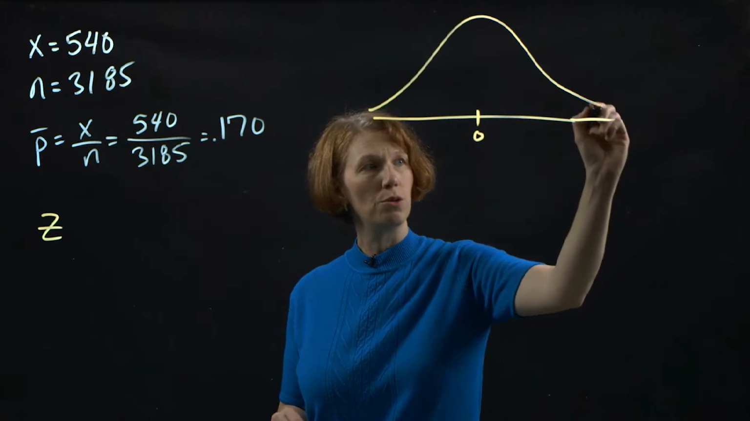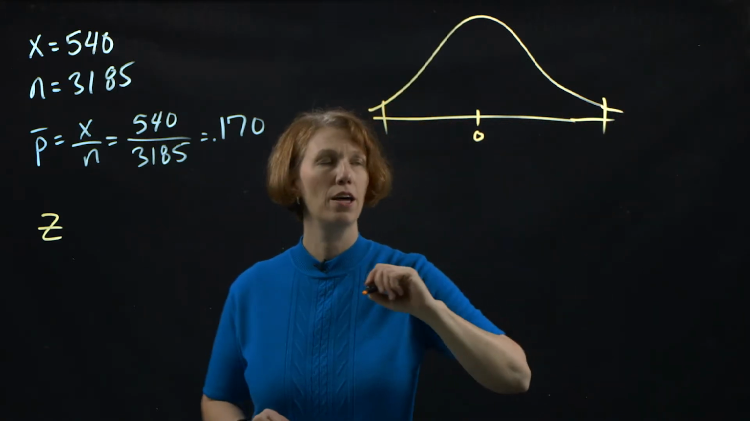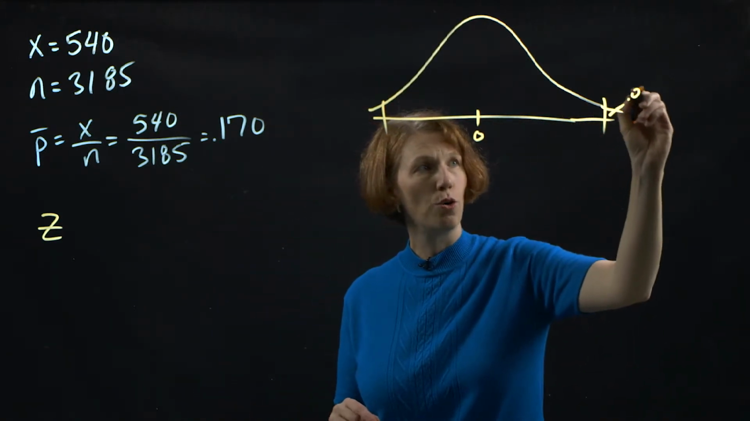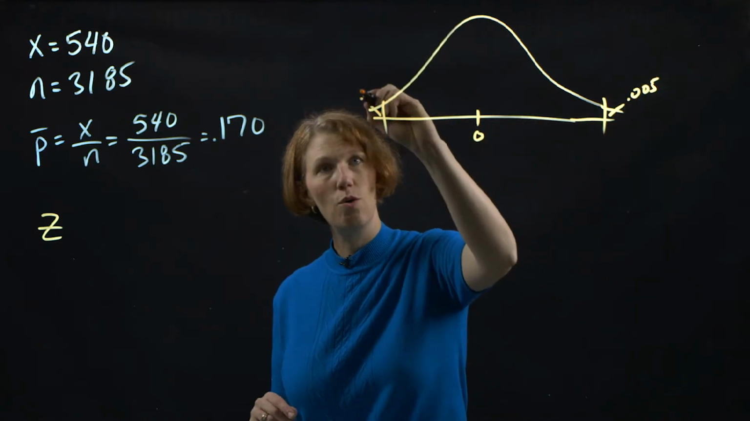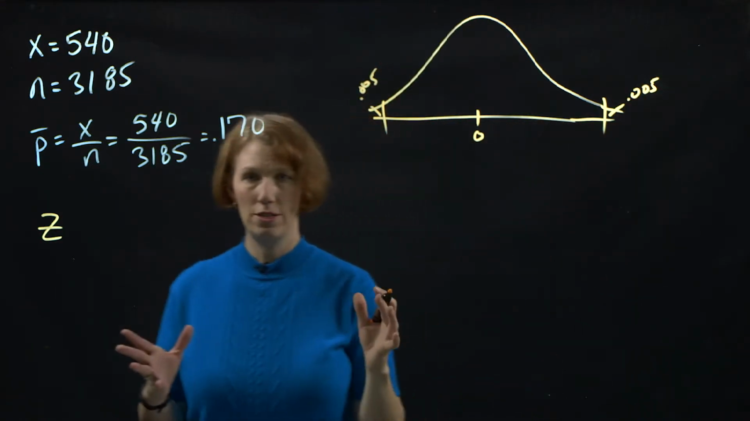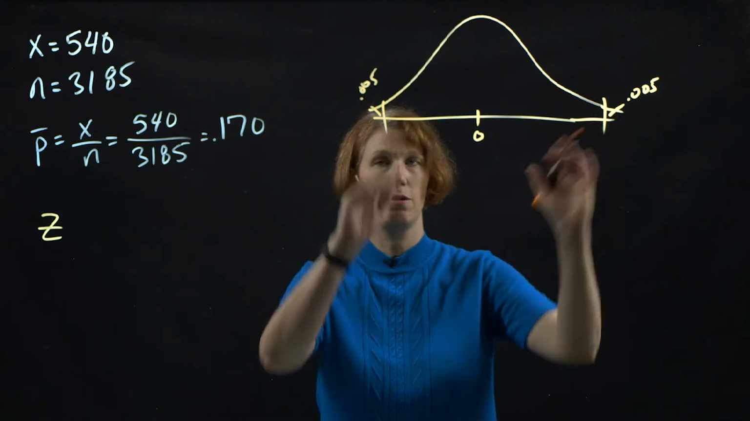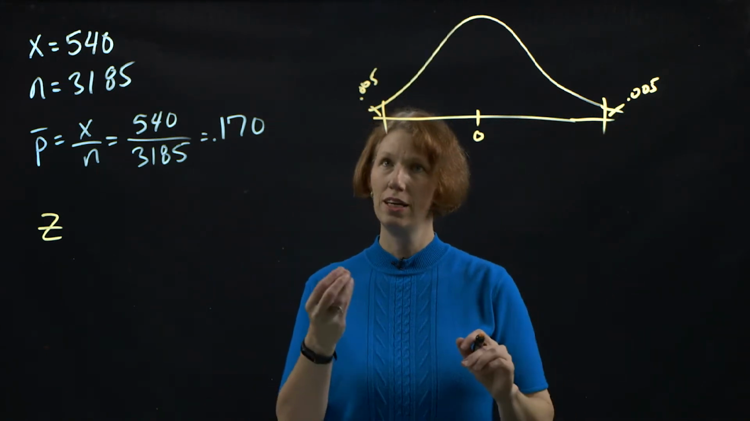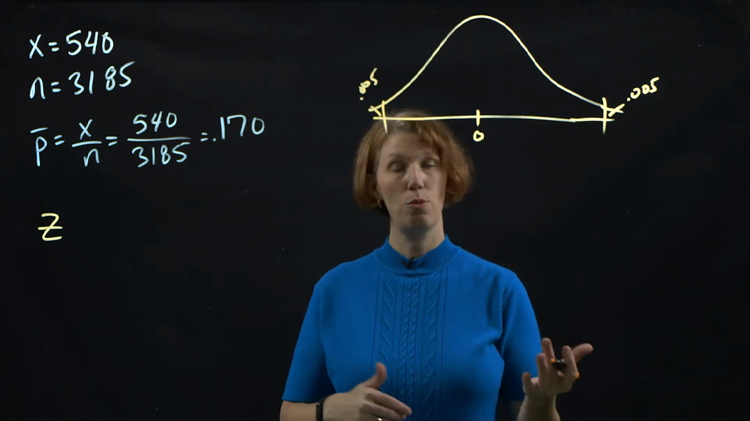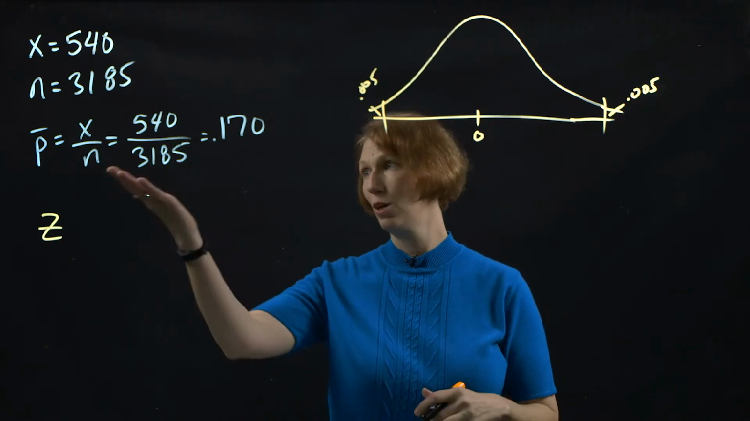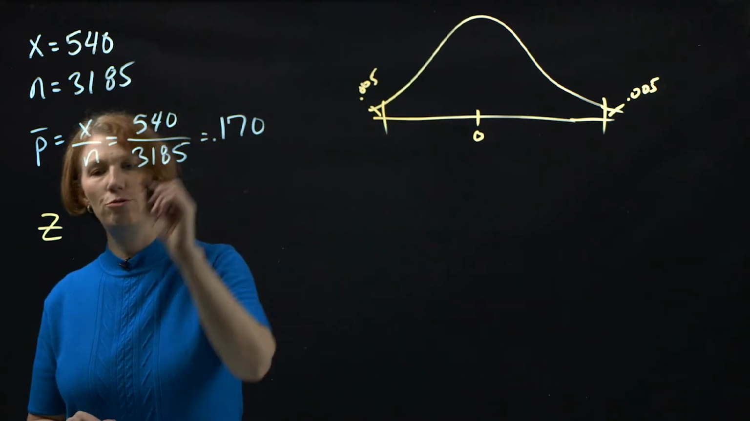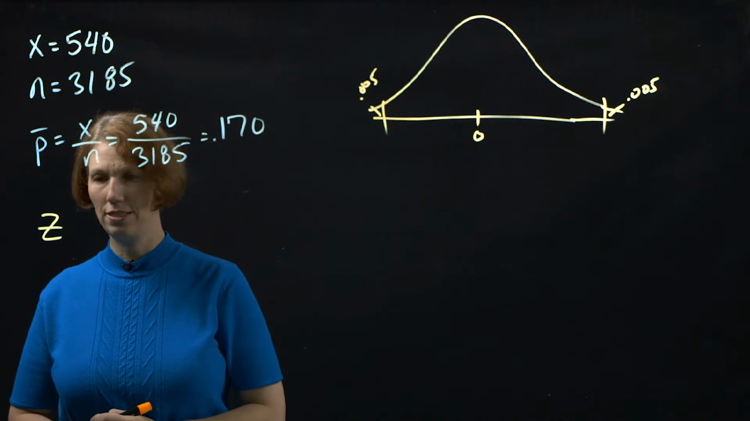What we're going to be doing is finding the values of z corresponding to 0.005 in each of the tails. Again, the sum of 0.005 in each tail is 0.01. 1 minus 0.01 is 0.99, which corresponds to the idea of doing our 99% confidence interval.